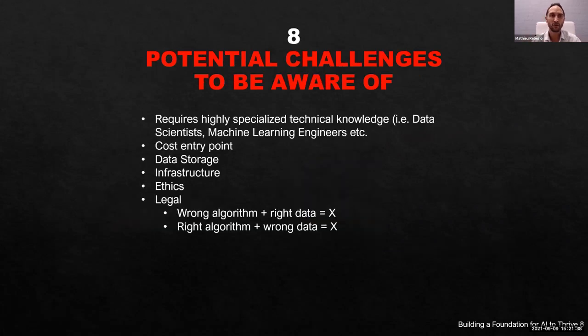Potential challenges to be aware of. As I was mentioning, AI solutions, all of them require specialized technical knowledge, individuals with specialized technical knowledge, such as data scientists, machine learning engineers, etc. These are critical to being successful in using whatever type of AI solution to solve a problem that you have. So again, whether you choose to invest and have these in-house to support a solution that you're exploring, or whether you choose to bring them in from an outside partner, but just know that you do need resources.